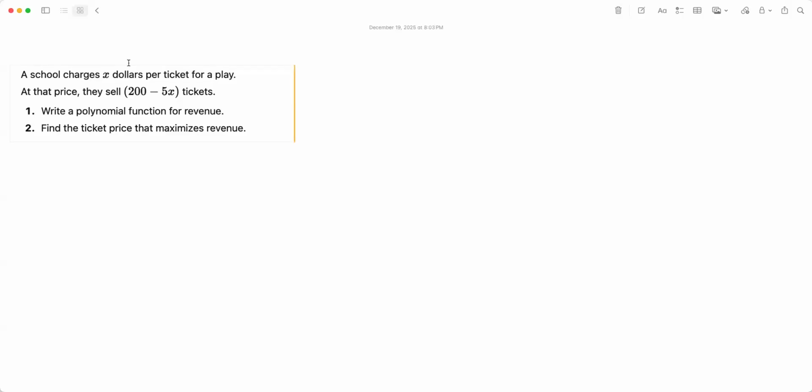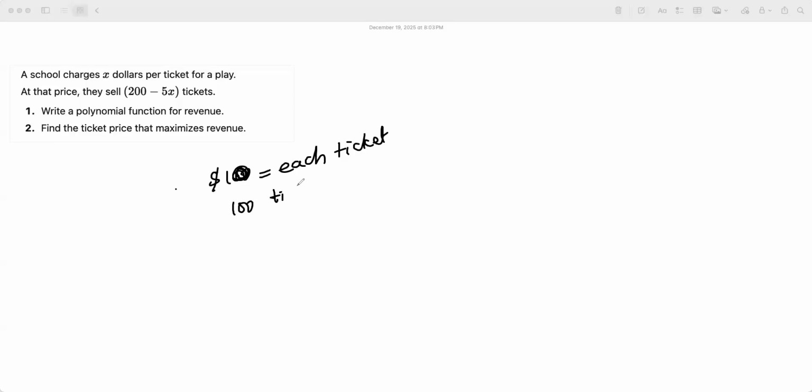$900. Why $900? Because you spent 100 for... See, $10 is each ticket, and I sell 100 tickets. So what is my revenue? 100 times 10. Yeah, $1,000, right?